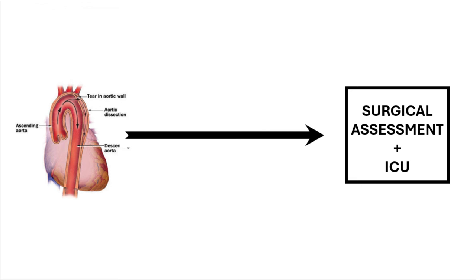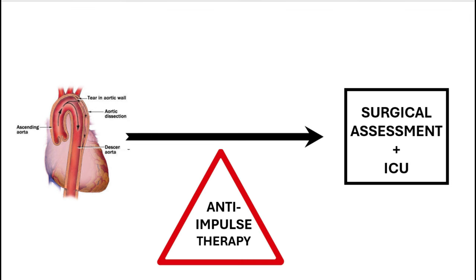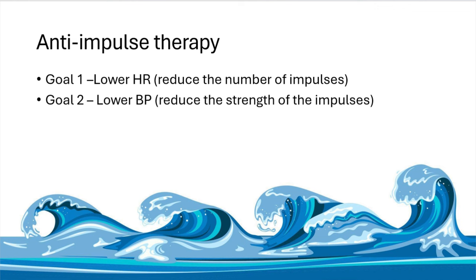Our focus is on anti-impulse therapy. That means lowering both the heart rate and the blood pressure. And the reason we're doing that is because that wave of blood coming out of the heart is going to be striking that dissection flap. And so we want to reduce the number of times it's striking the dissection flap, reducing the heart rate, and the strength at which it is striking the dissection flap, so reducing the blood pressure. Most of the time we talk about the MAP, here we're really focused on the systolic blood pressure.